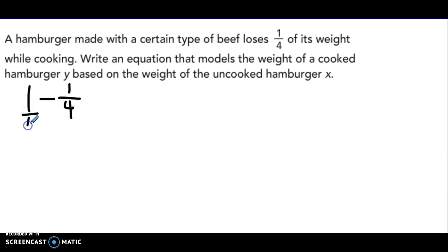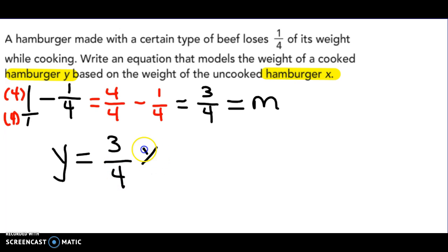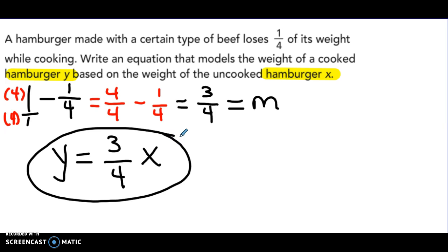Well, we can change this 1 to be 1 over 1. Find a common denominator, which is 4. So multiply the top and the bottom by 4. That means that we have 4 over 4 minus 1 over 4. So that equals 3 over 4. We'll also remember here it tells us that they want us to write an equation that models the weight of a cooked burger, which is going to be y, based on the weight of the uncooked burger, which is x. So that tells me right there that my 3/4 is going to equal my m value, or my slope. So when writing the equation, I should have y equals 3 over 4 times x. That would be my equation for this problem.